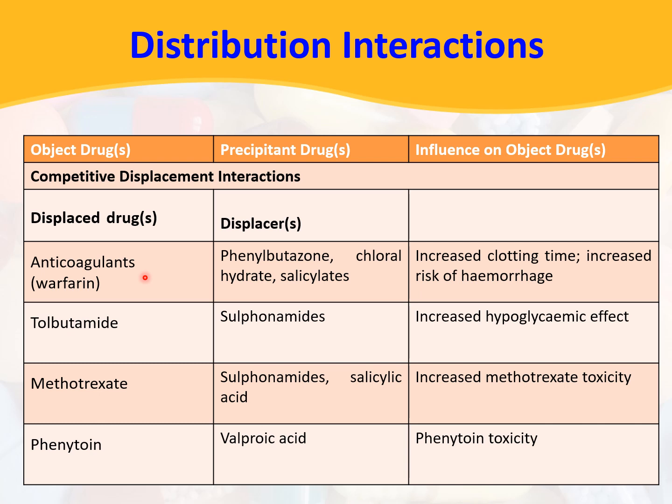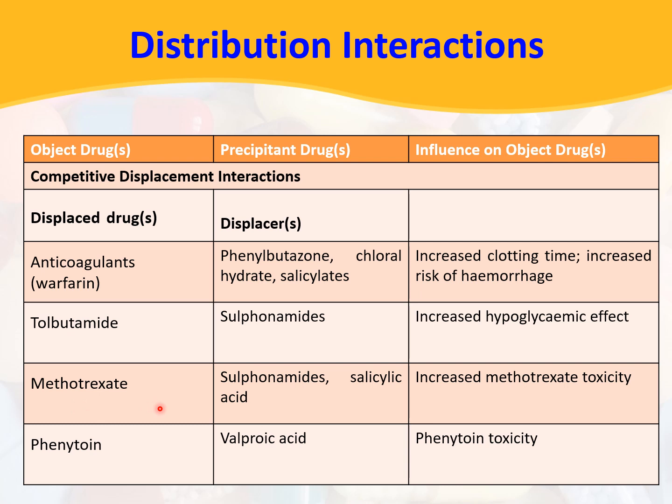Whenever anticoagulants, especially warfarin, are taken along with phenylbutazone, chloral hydrate and salicylates, it increases clotting time and increases the risk of hemorrhage, because the warfarin levels are increased as it is displaced from the protein binding site. The next drug is tolbutamide. Whenever tolbutamide is taken along with sulfonamides, it leads to increased hypoglycemic effect of tolbutamide because it is displaced.